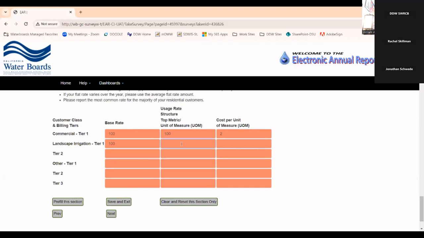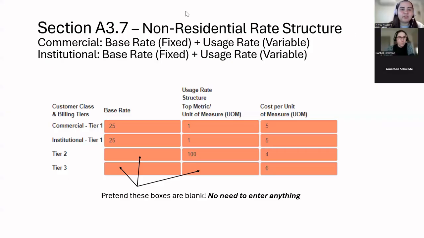Okay. Everyone, we're gonna pause here. And Rachel, if you could share slides. Again, Rachel has some slides to help explain that second table.